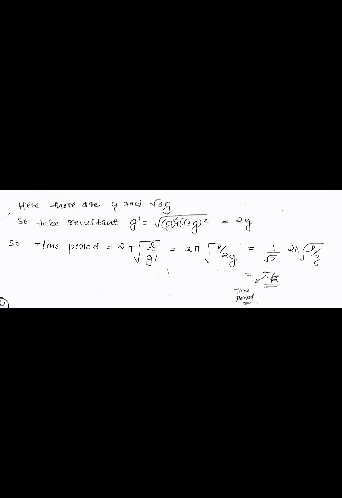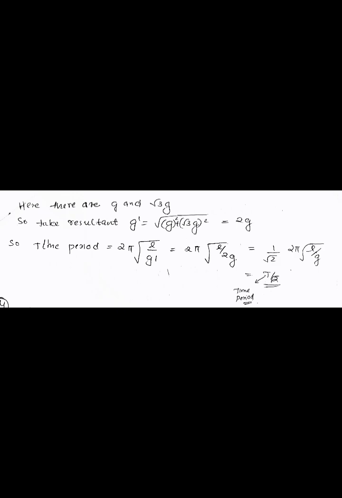Here there are two accelerations, one acting downwards, that is g, and one acting horizontally, that is root 3 g. So we need to find g dash instead of g to find the time period. That is, g dash is equal to square root over g square plus root 3 g whole square, which is equal to 2g. So the time period is 2 pi square root over L by g dash, that is equal to 2 pi square root over L by 2g. This is equal to 1 by root 2 into 2 pi into square root over L by g.